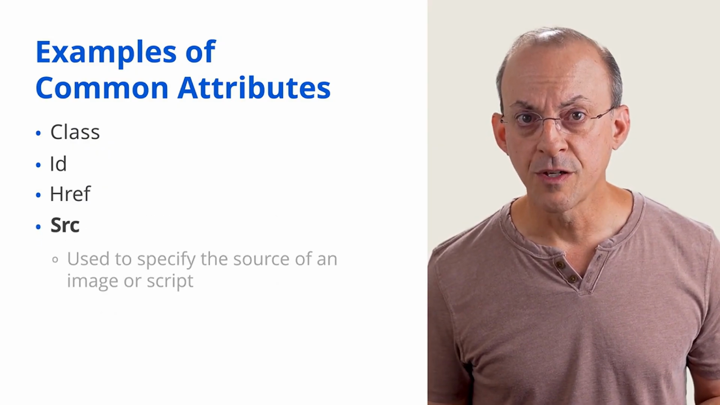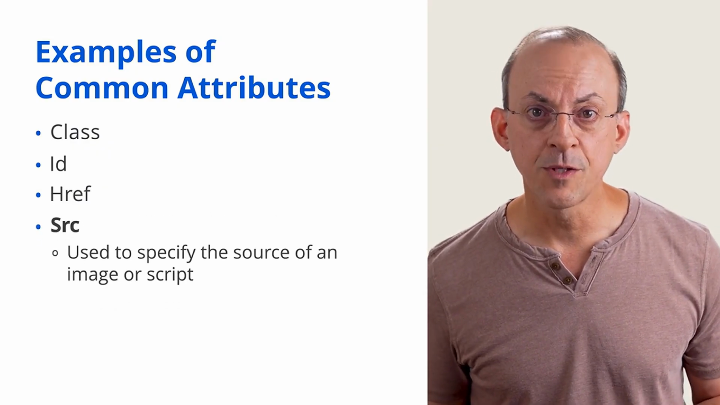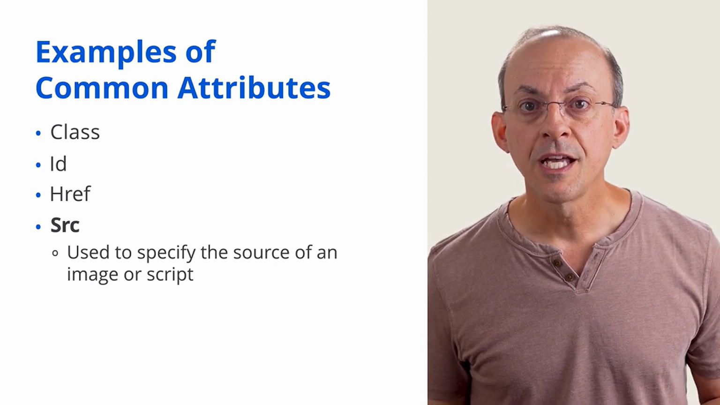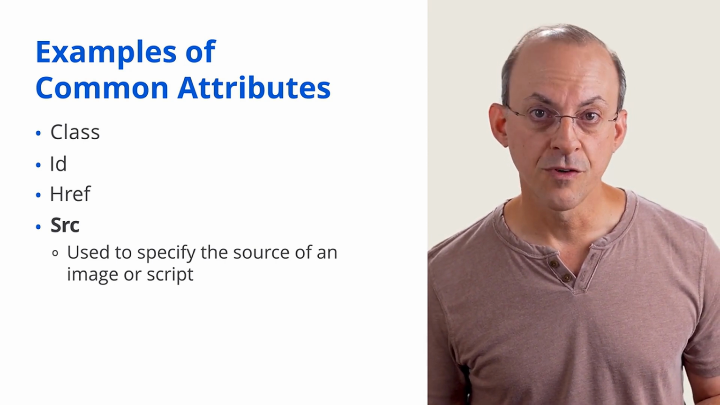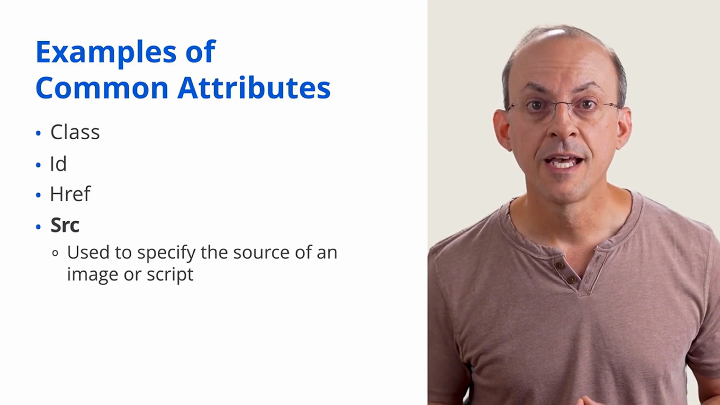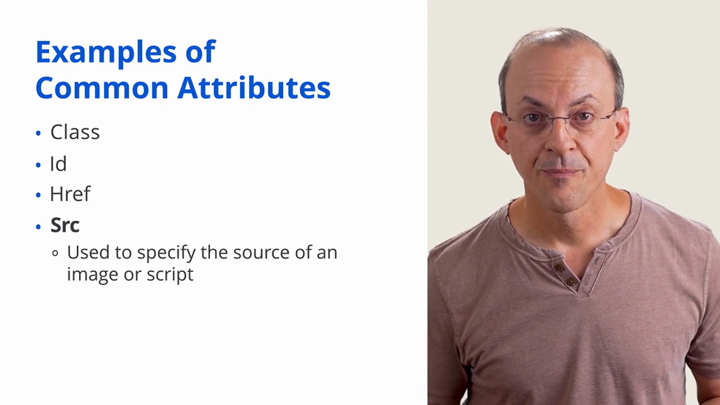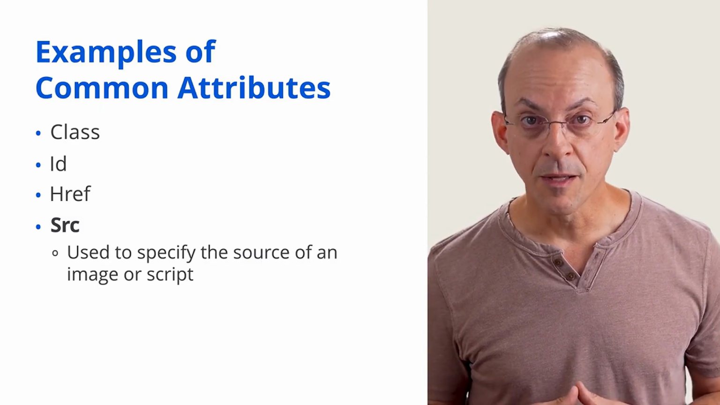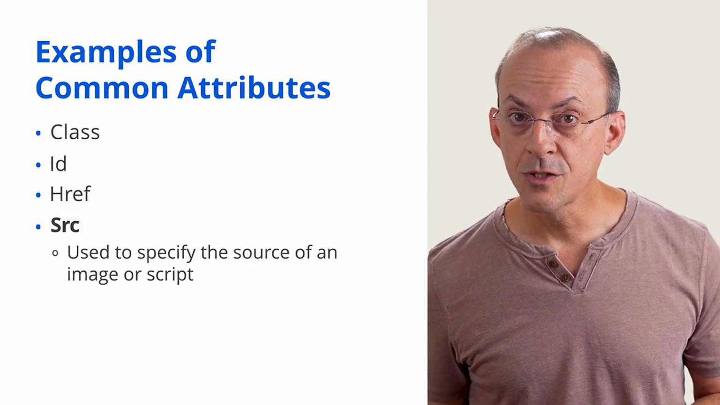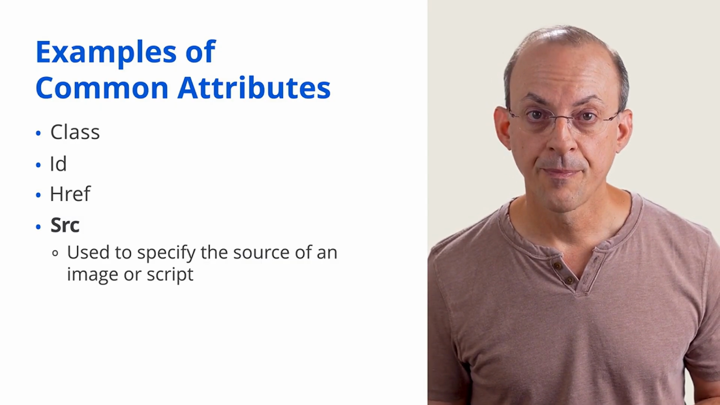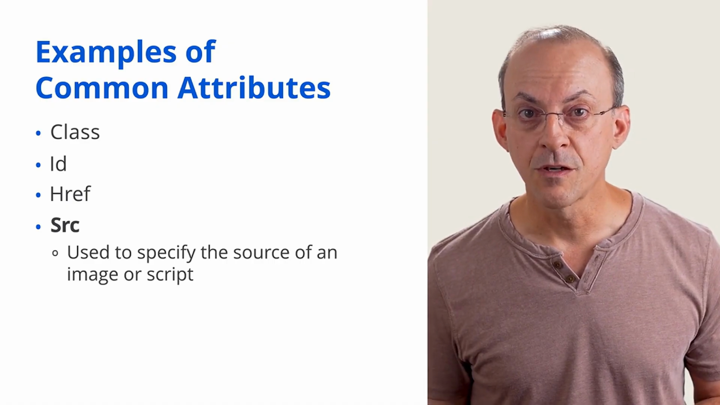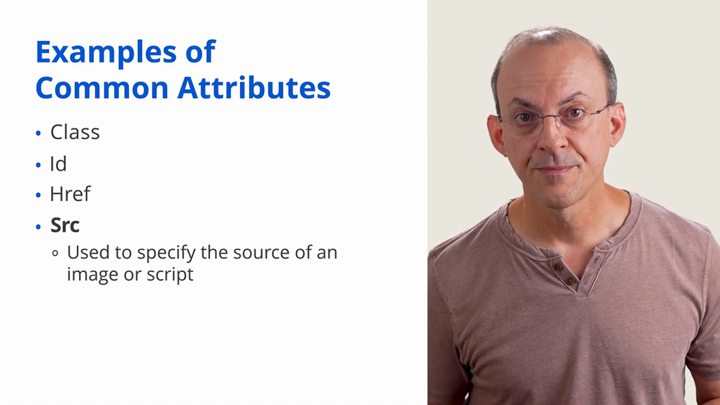Lastly, the src attribute defines the file path for an image or script you want to include on your web page. It's used in tags like img for images and script for JavaScript files, telling the browser where to find the file. For example, in an image element, you can use the src attribute to link to an image stored on a web server. The browser will get the image from the server and display it on the web page.